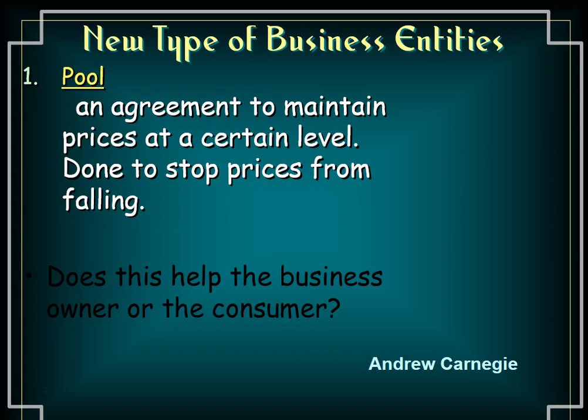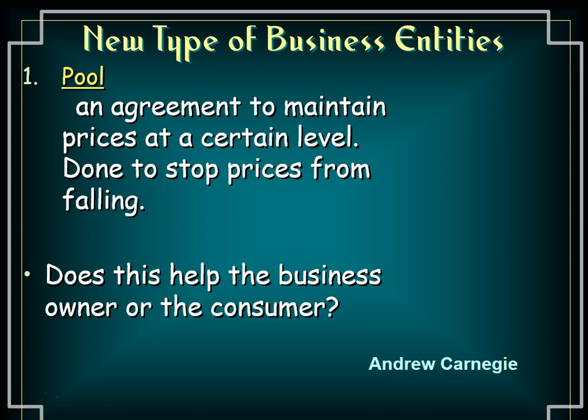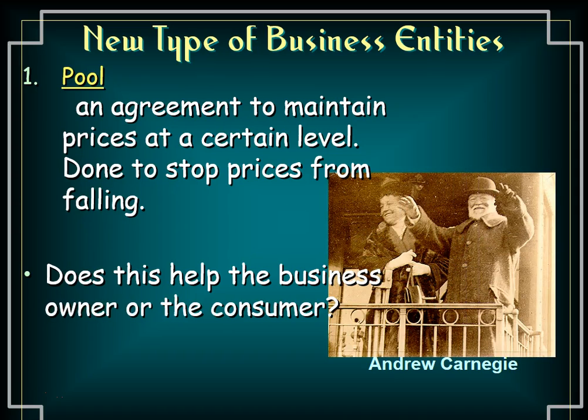So these business owners would get together and they would say, listen, we're not going to drop our prices below this level, because today what businesses do is they say, well, we're selling the same product, but I'm going to lower my price so it's cheaper so people will buy from me rather than him. And so you have that friendly competition. Well, a pool would be these business owners getting together and saying, let's not drop our prices anymore. And so obviously this is going to help the business owner instead of the consumer.